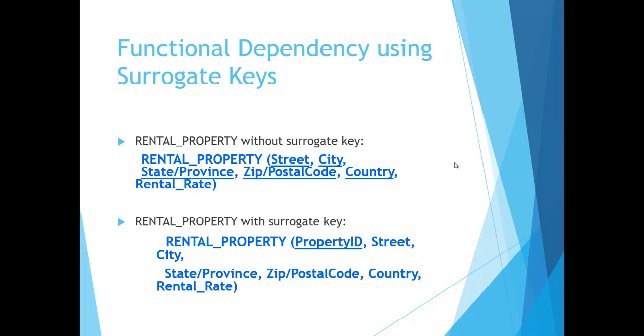Let's look at an example. Rental property without surrogate key: we can see that rental property has street, city, state, province, zip code or postal code, country, rental rate. The rental property with surrogate key, we will add property ID. With adding property ID, we can define the specific property that I'm talking about. So it's more specific and more related. That's why we added that property ID as a surrogate key, which is numeric, unique, and can identify other values that are related to that record.